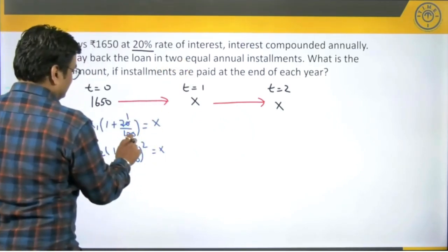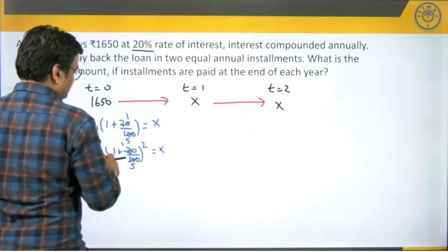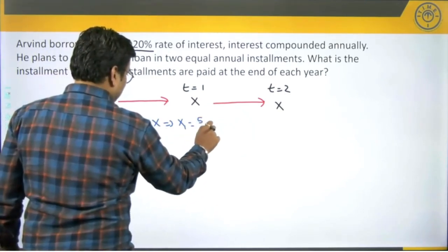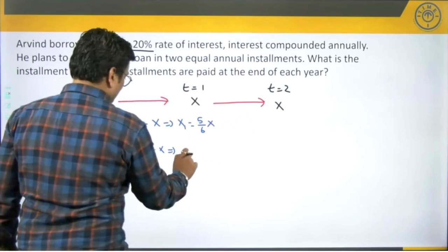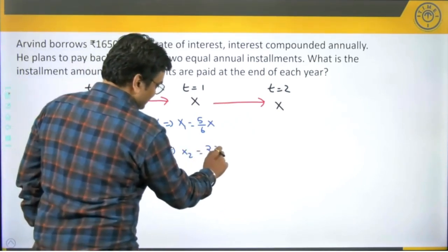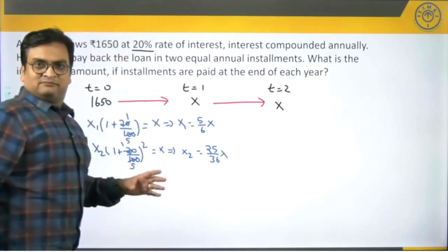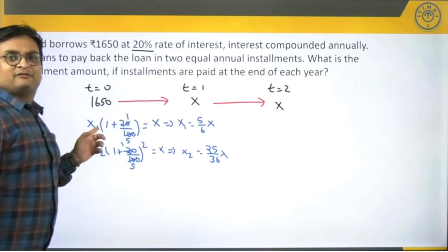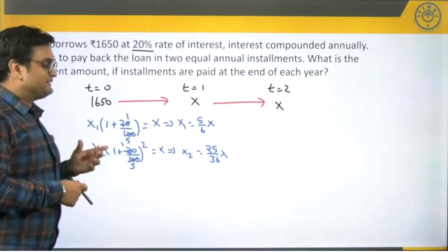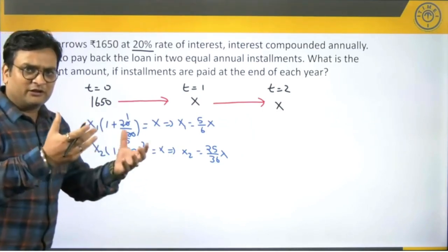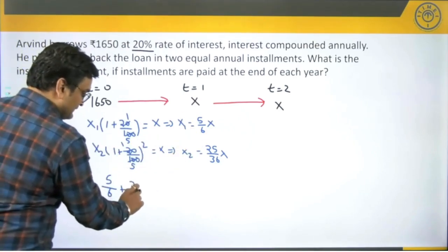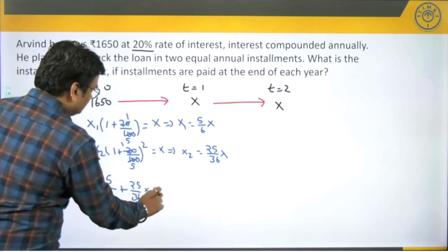So when you solve this, 1 plus 1 by 5 is 6 by 5. So X1 will become 5 by 6 into X. Here X2 will become, when you simplify this, this is 6 by 5 the whole squared, 25 by 36 X. Now listen, this is the present value of the first installment, and the present value of the second installment. Now can I say, since we are dealing in the present, their sum should be equal to 1650, the total loan that I have taken. So X1 plus X2, which is nothing but this, should be equal to 1650.